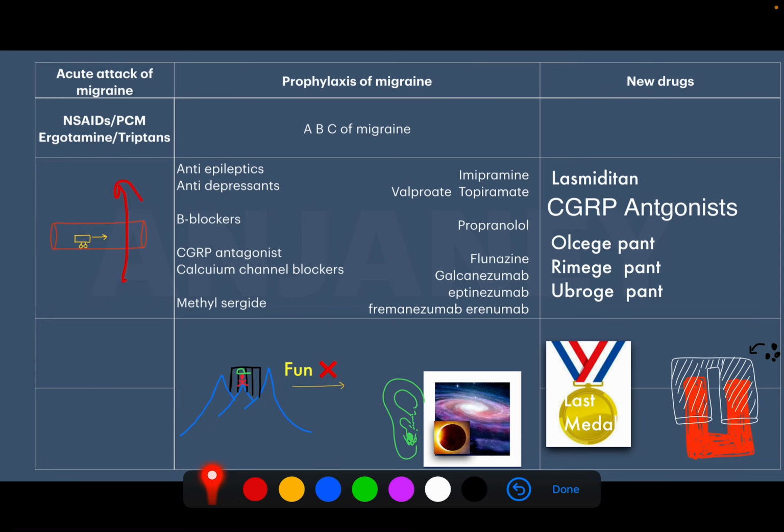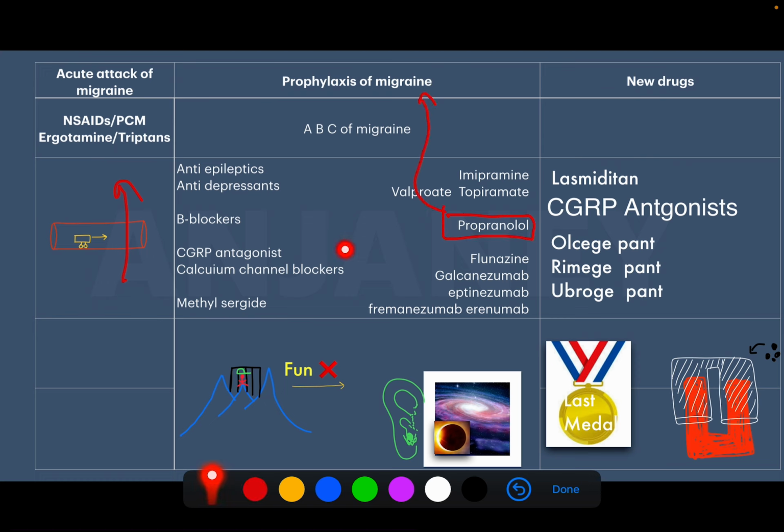So triptans here. Now prophylaxis, we have A, B, C of migraine. From A we have two things, B we have beta blockers, C we have again two things, and M we have methysergide, right? And the drugs are, the valley we have valproate, the prison we have imipramine, topi we have topiramate, fun we have flunarizine. And propranolol is the drug of choice, right? Drug of choice for the prophylaxis of migraine.